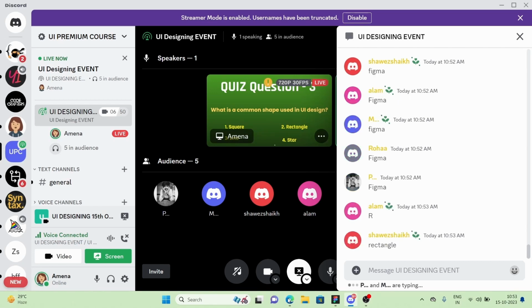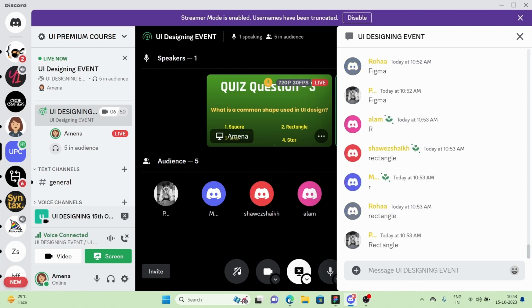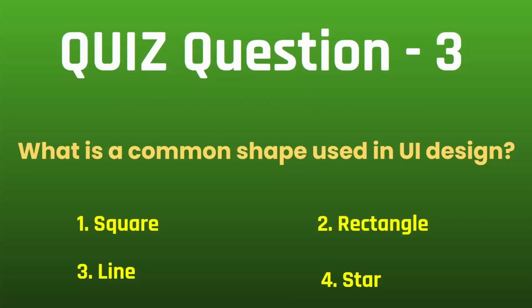Of course, it's rectangle, right? So the first person, okay, let me tell you guys, you cannot write R in the chat box. This is not allowed. You cannot write A, B, C, D or 1, 2, 3, 4. You have to write the whole answer, right? So the first person who answered the full word is Chavez. Again, Chavez got 2 points.